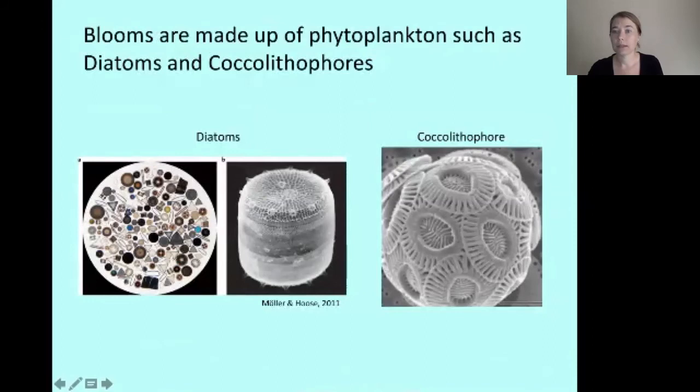And this can be organisms like diatoms and coccolithophores, which I'm just showing here because they're beautiful. Diatoms use silica as part of their shells, so they can be thought of as kind of glass-like structures. And then coccolithophores use calcium carbonate to create these beautiful shells.